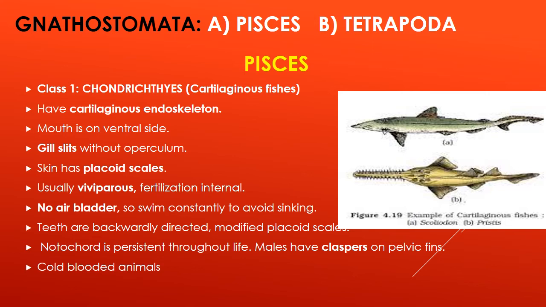This is very important. You can imagine a shark, you can bend it. That means there is no specific vertebral column. They have notochord. So that gives a bit of rigidity and shape to the fish. Males have claspers on pelvic fins. Why? To hold the female during the copulation process. They are poikilothermous animals, cold-blooded animals.